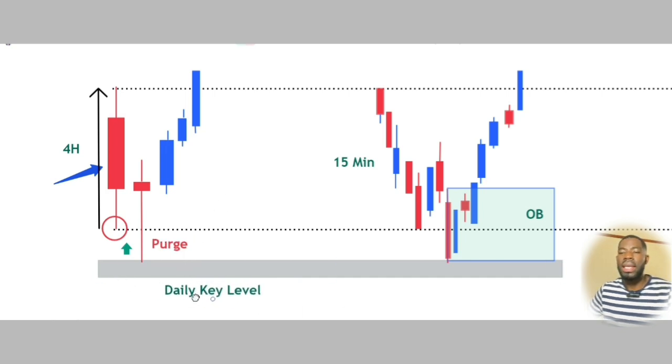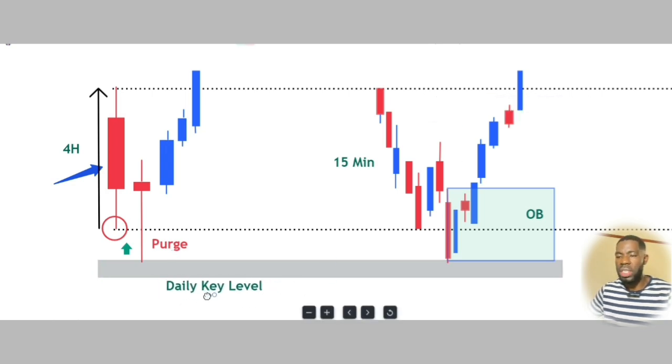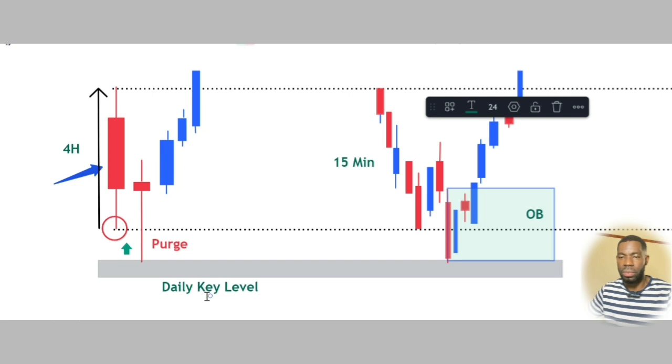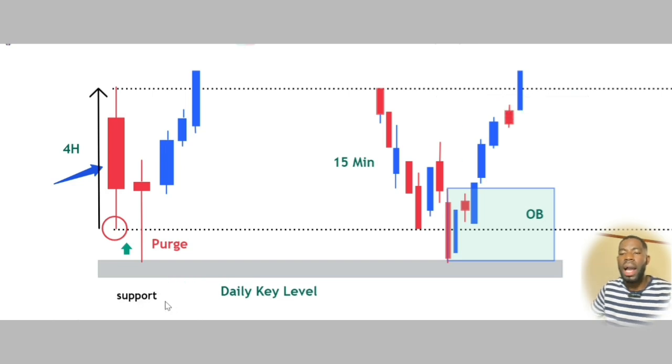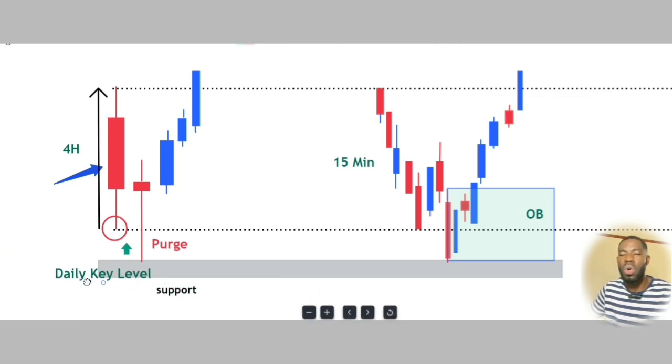For us to trade, it has to touch into the higher time frame key level, like a support area. So this area would be a support area at a higher time frame than 4 hours. The higher time frame than 4 hours would be a daily key level. So this has to be a daily key level.